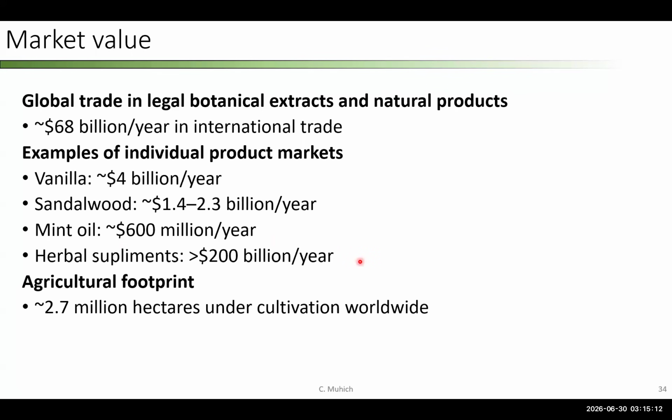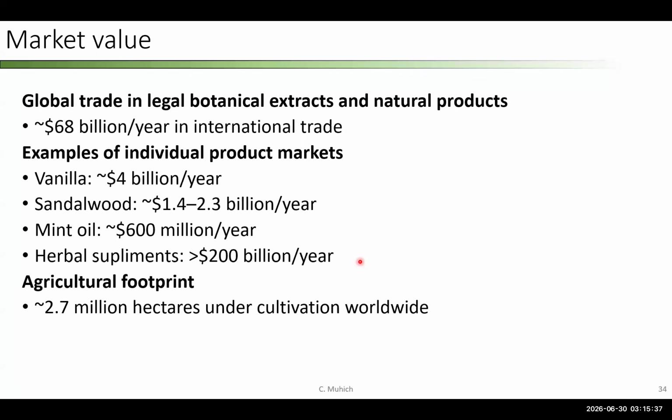If we move beyond individual products and think about things like herbal supplements, we're now talking about a $200 billion a year industry. So in order to meet this massive economic set of contributions, about 3 million hectares are cultivated worldwide.